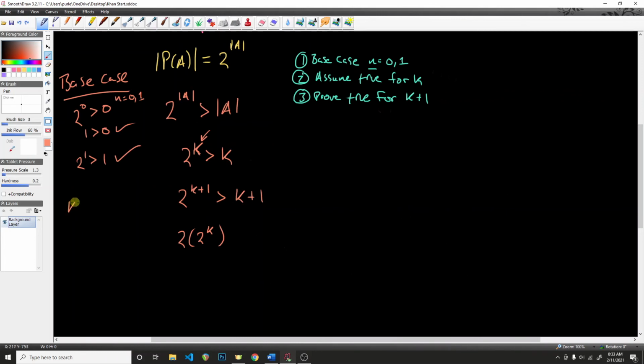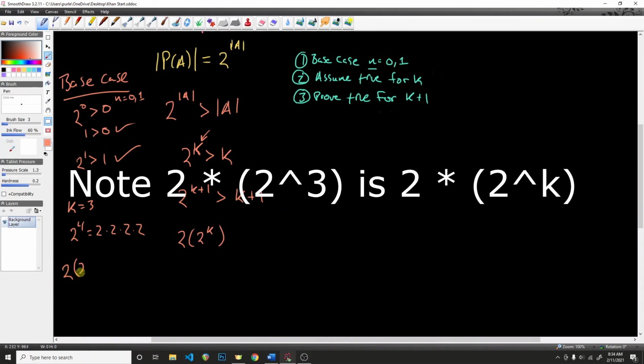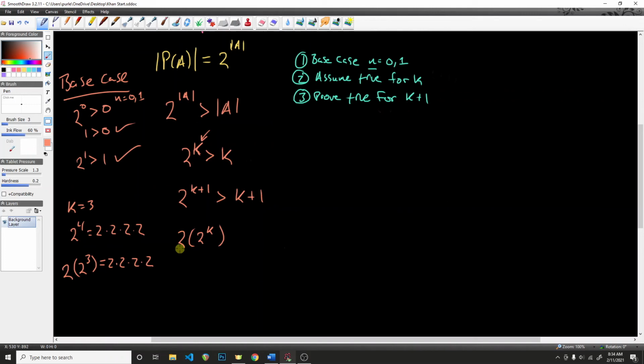Or in other words, if we were to say that k is equal to 3 in this particular scenario, 2 to the 3 plus 1 is going to be 2 to the 4, which is equal to 2 times 2 times 2 times 2. But that is the same thing as saying 2 times 2 to the 3. Which again is going to give us 2 times 2 times 2 times 2. So that's all we're doing here is pulling out that factor of 2. And let me finish writing the relation here. We're saying that that is greater than k plus 1.